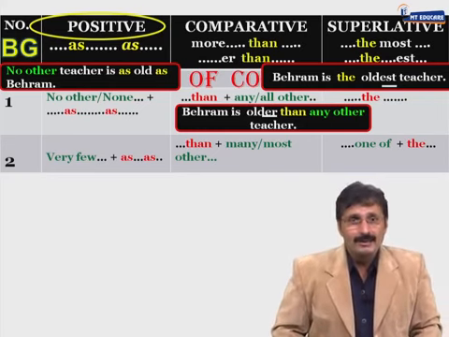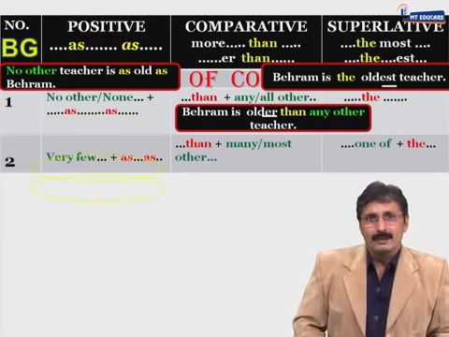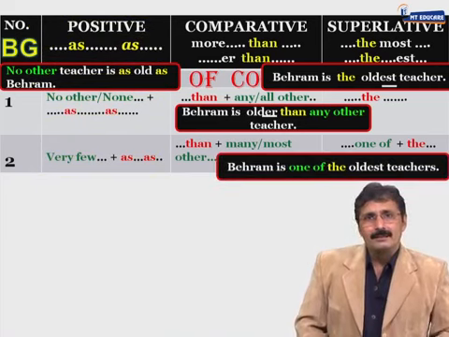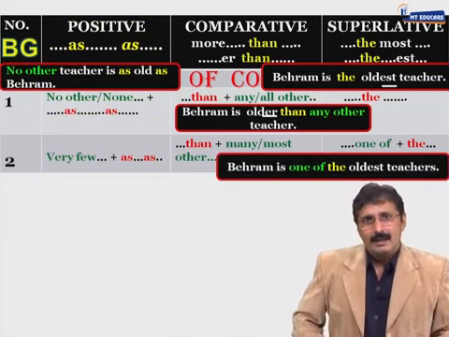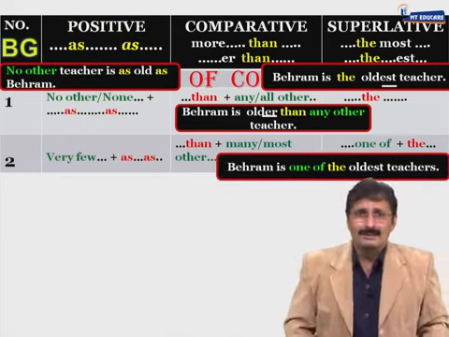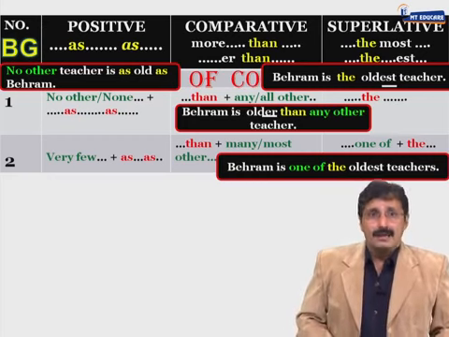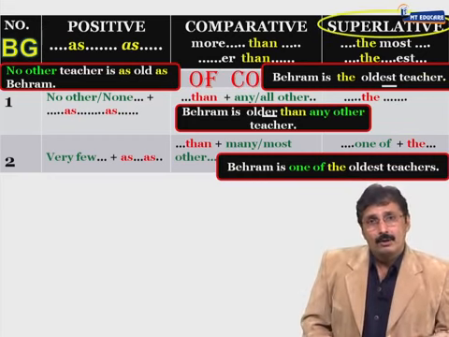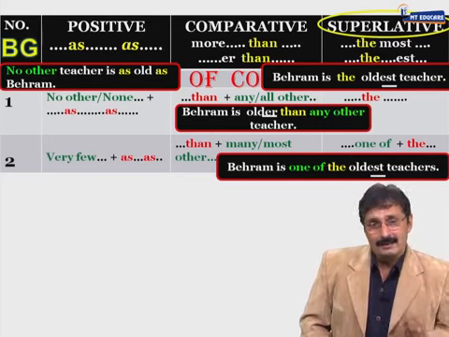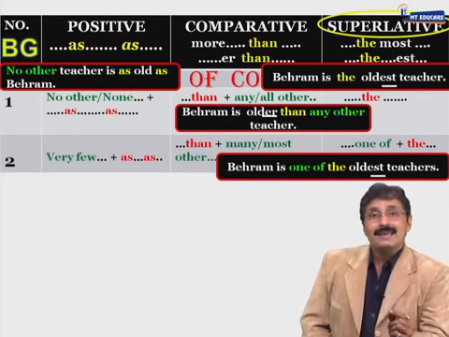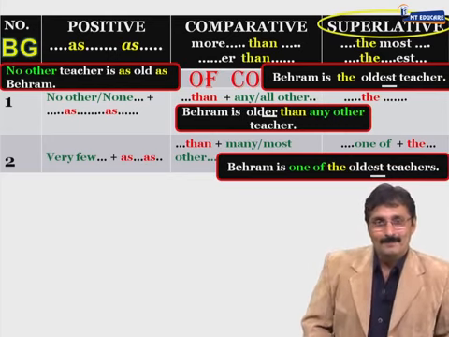So is it so easy? It is absolutely so easy. Come on, let's look at another sentence. Here we are. Let's read it. Behram is one of the oldest teachers. Is this superlative? Yes, it is. Why? Because you can already see EST is there. I have just underlined it. And you can see the bodyguard, 'the'.